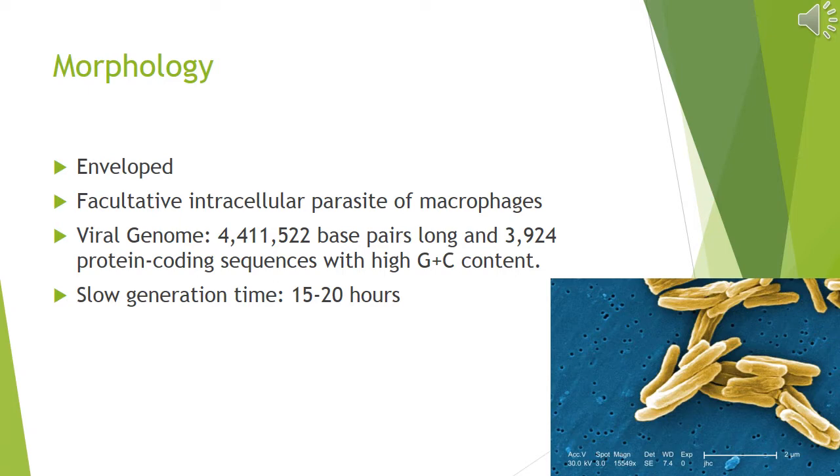The genome consists of 4,411,522 base pairs and 3,924 protein coding sequences with high GC content. It has a slow generation time of 15 to 20 hours.